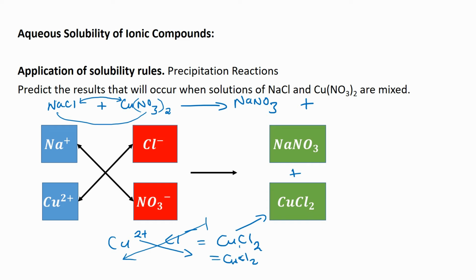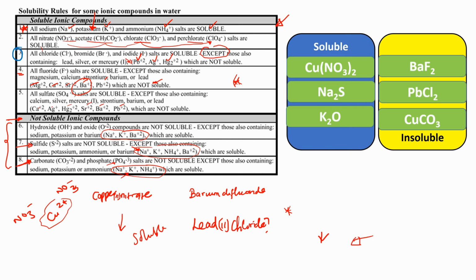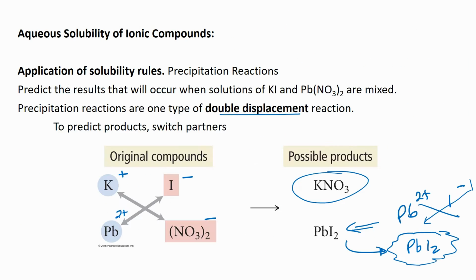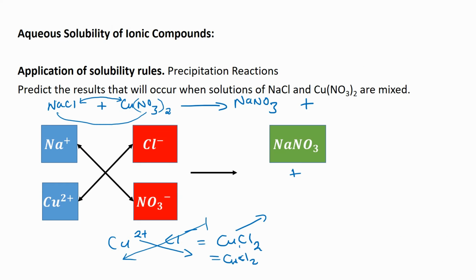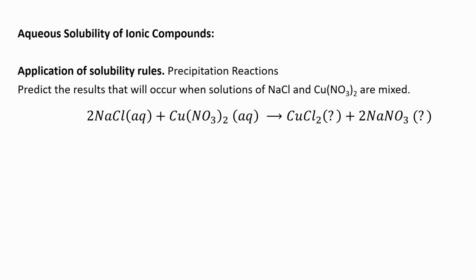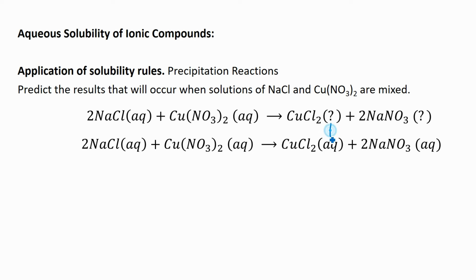The question is, is copper chloride soluble? In that case, you have to go back to the chart, look at the chlorides. All chlorides are soluble with the exception of these guys. So the chart says all chlorides are soluble with the exception of lead, silver, and mercury. Copper is not listed here. So in this case, our copper chloride is not a precipitate, it's aqueous. So the symbol that's missing here is aqueous.